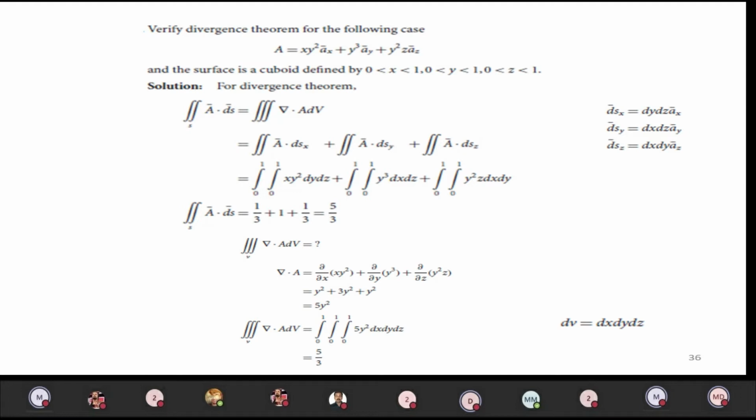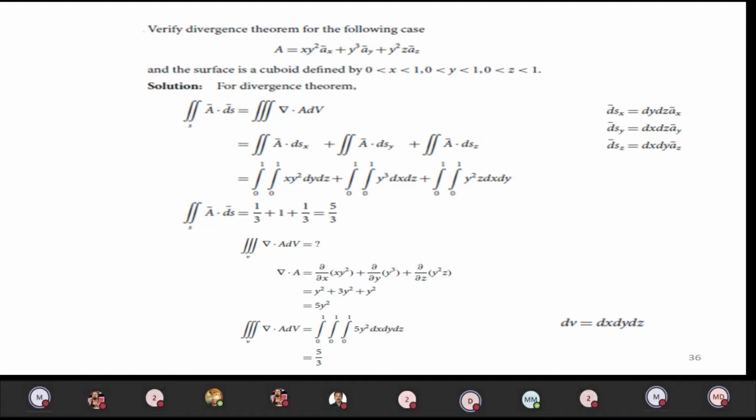Now the second part: the double integral of A vector dot dsy. If you take the dot product of the A vector and dsy, what is dsy? It is dx dz ay. If you take the dot product with the A vector, what will we get? We get y cube dx dz.